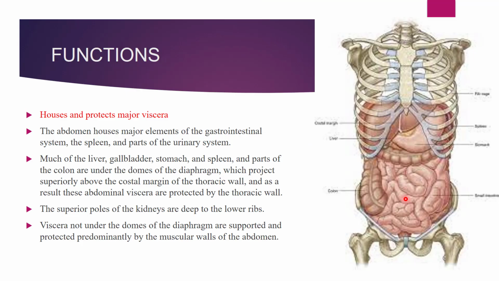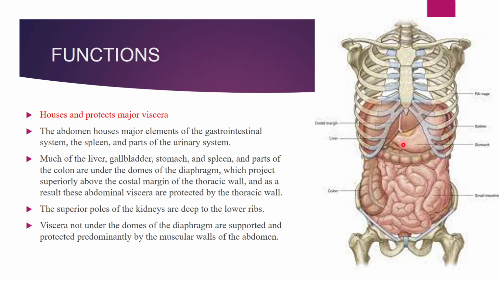Now, what are the functions of the abdomen? The abdominal cavity, or abdomen, houses and protects the major viscera. See here, all major viscera are present here, which are the gastrointestinal and urinary viscera. So it accommodates the gastrointestinal system, the spleen and the urinary system.